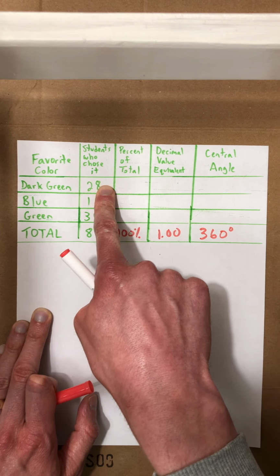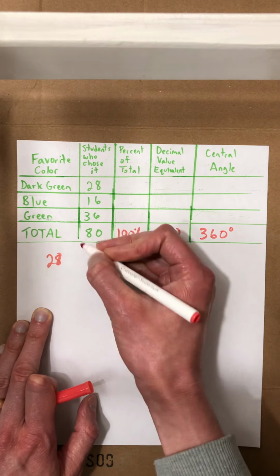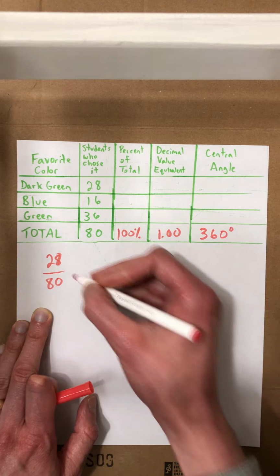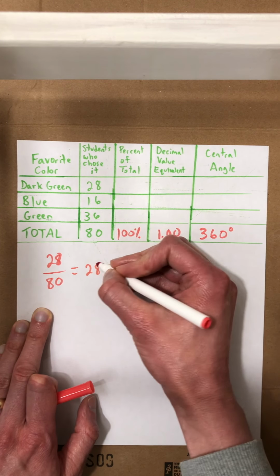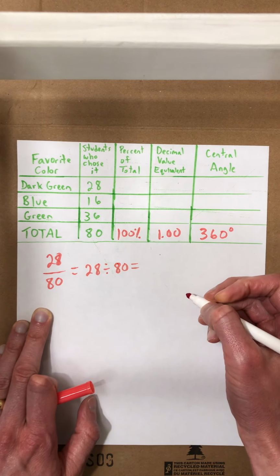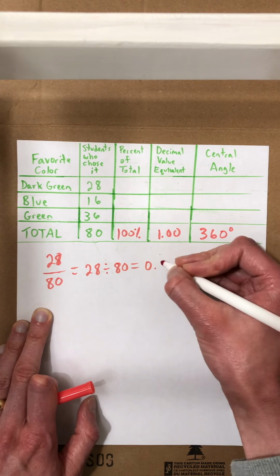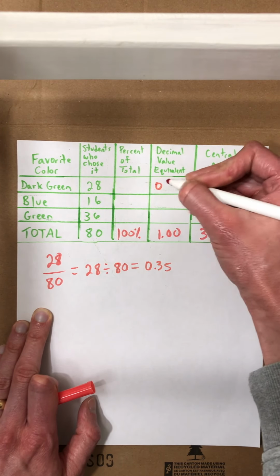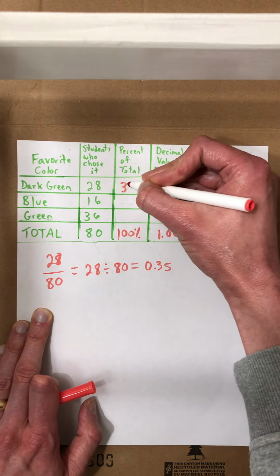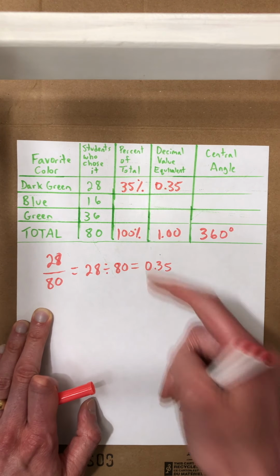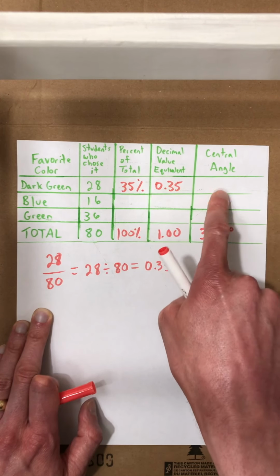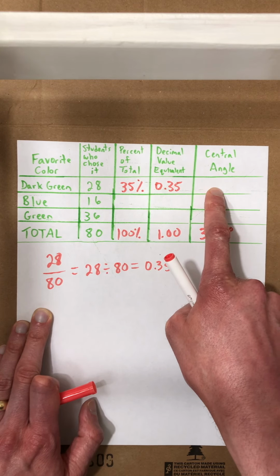So how many students chose dark green? Well, 28 out of 80 students chose dark green. So I can choose to turn this, using my calculator, into a decimal. What I'm going to do is 28 divided by 80. The answer comes back that it is 0.35. So that tells me what the decimal value for this one is. What's 0.35 as a percent? It's 35%. So if I was making this circle graph, I would label it as being 35% of people chose dark green.